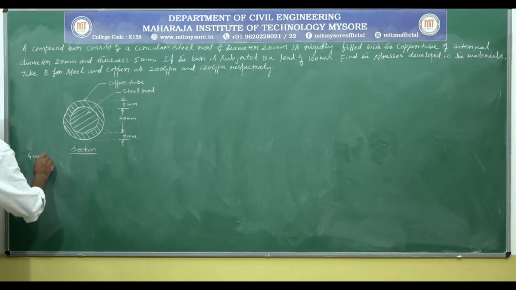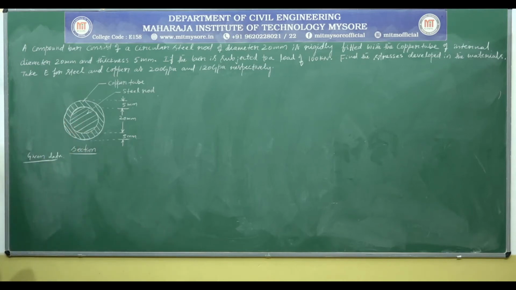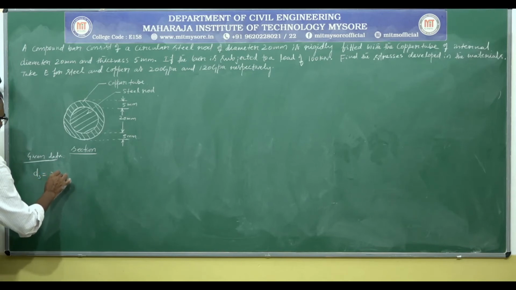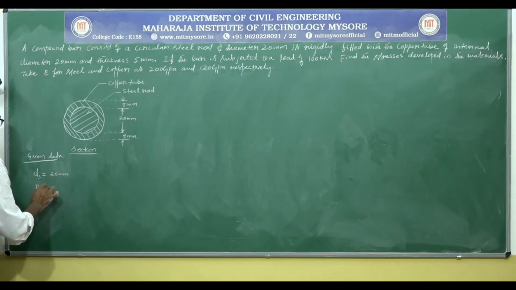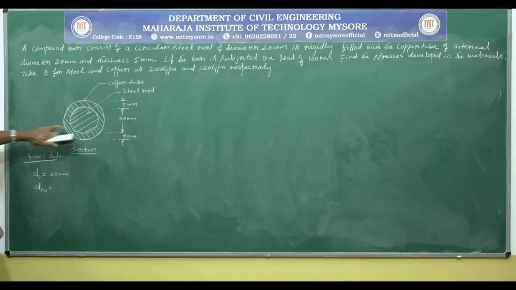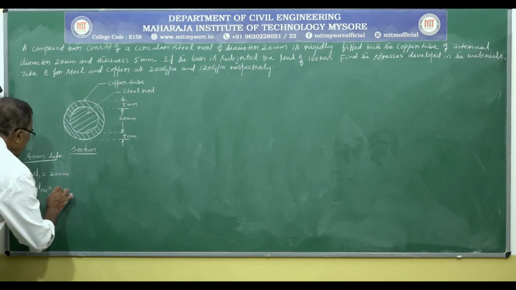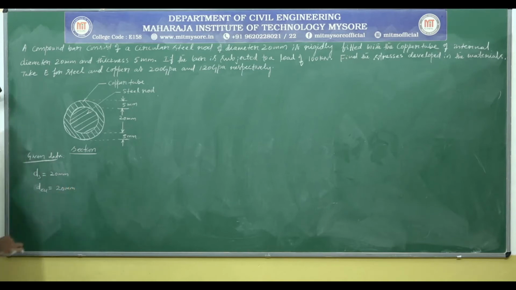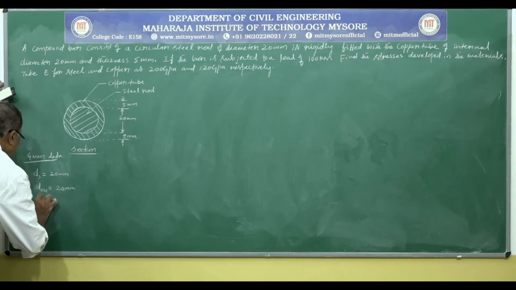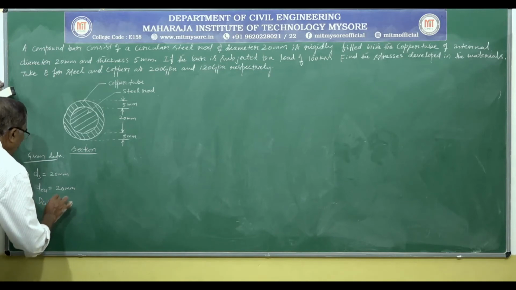Given, for the solid circular section we can use small diameter, ds we can call, ds is equal to 20 millimeter, diameter of the steel rod, whereas for copper we consider dc, you can write dcu. Internal diameter of the copper tube is again 20 millimeter. It is fitted firmly with the copper tube.